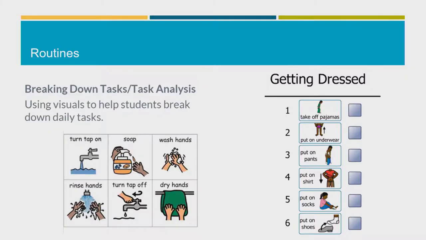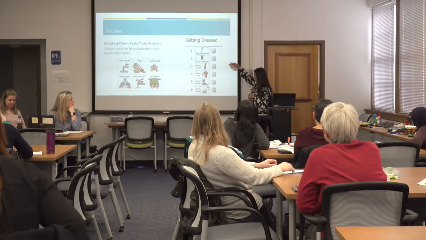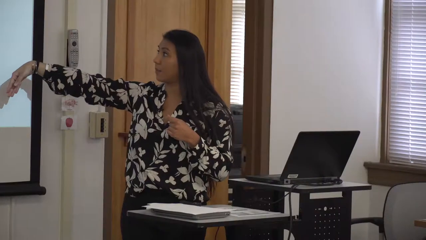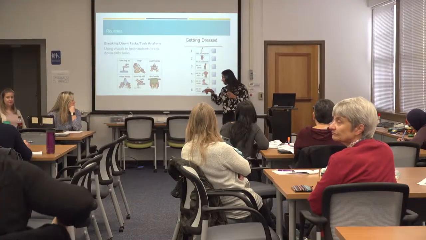Another thing is being able to break down tasks. A lot of this comes very automatic for us. But when we think about children with delays, steps and following directions can be difficult for them. So providing a visual in front of the sink to be able to find the steps, to follow hand washing routines. I put one here for getting dressed in the morning. The one that I have for us is washing hands and brushing teeth.